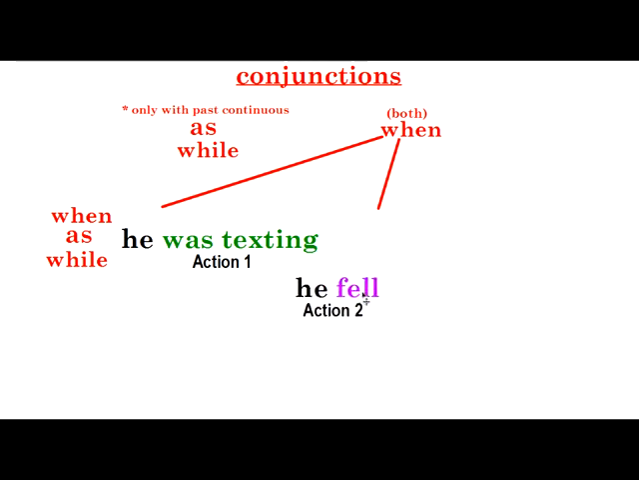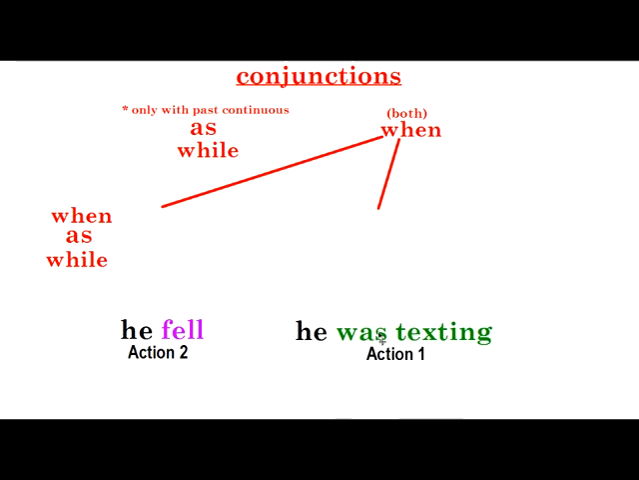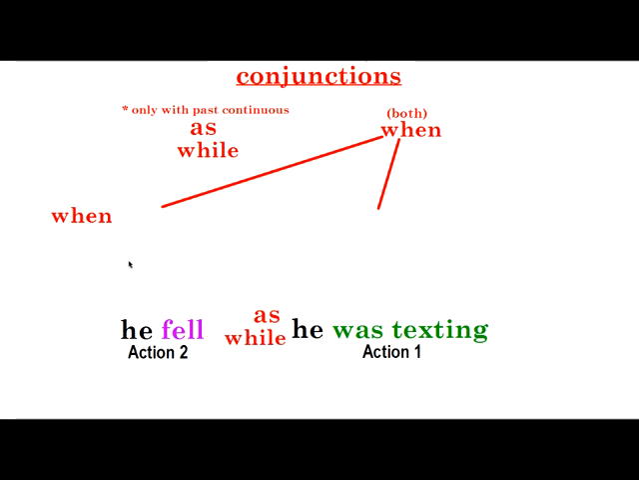But let's look at something else. Now, if I want to talk about my first action second, I want to put it at the last part of my sentence, I can use this. It still means that this was the first thing that happened. I can talk about this action first, but this still means this is the first action that happened. But I have to be careful with my conjunctions. So again, I can use as, and it has to go with my past continuous. I can use while, and that has to go with the past continuous. Or I can use when for the past continuous. And I can say he fell as he was texting, or he fell while he was texting, or he fell when he was texting. And all of those are okay.